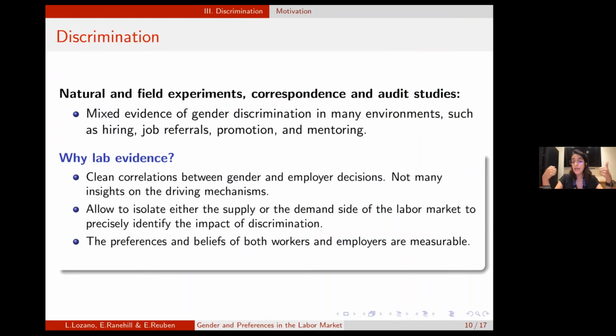At the same time, lab evidence allows us to isolate either the supply or demand side of the labor market. And of course, this is crucial to precisely identify the impact of discrimination. And lastly, preferences and beliefs, as Seda was explaining before, are very important, and we have great tools in experiments to measure them, and this is great to understand the behavior of workers and employers. And in experiments, particularly something very crucial that we don't have in other types of settings is that performance is actually observable, and therefore we can measure belief accuracy and understand whether there is a bias in beliefs in the first place.